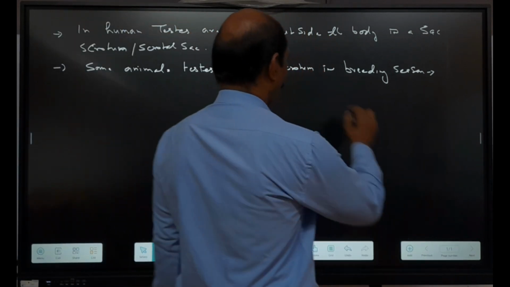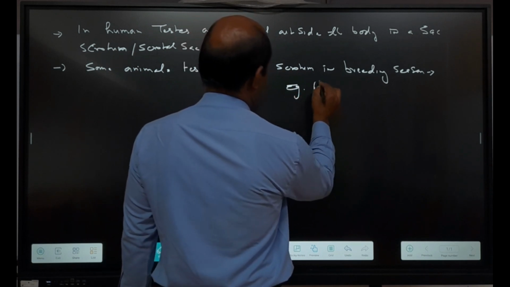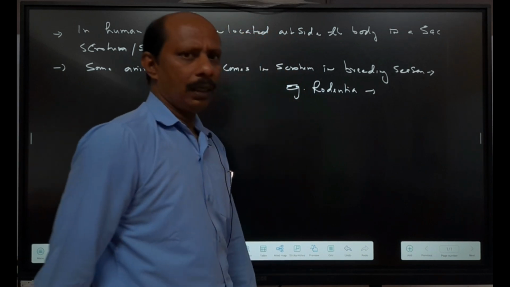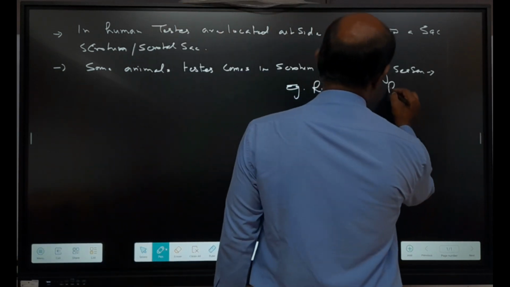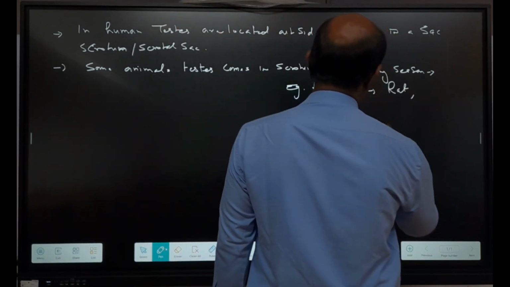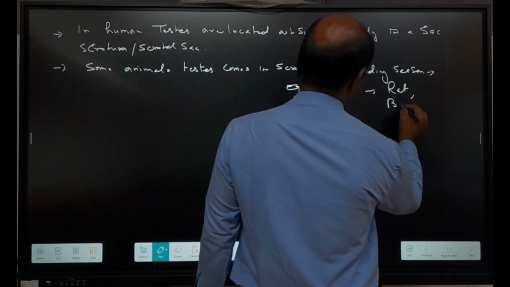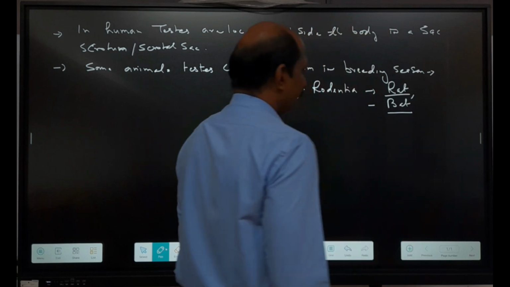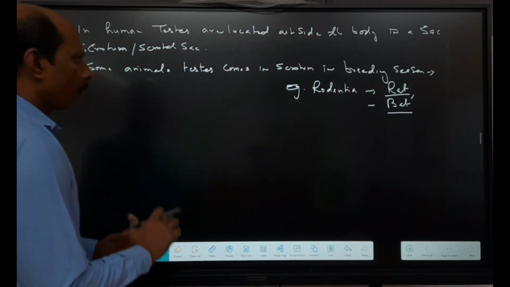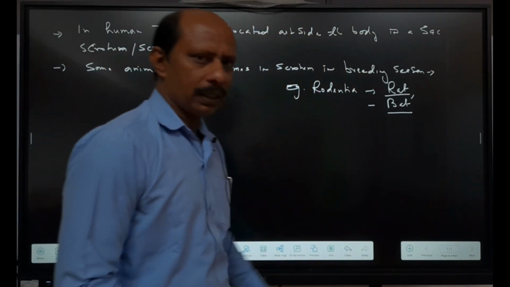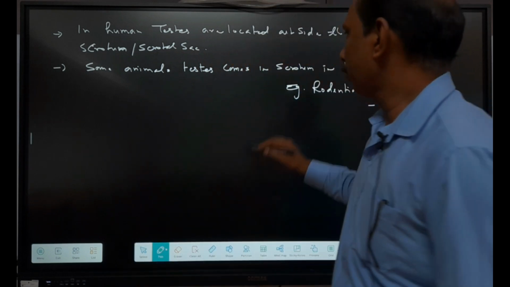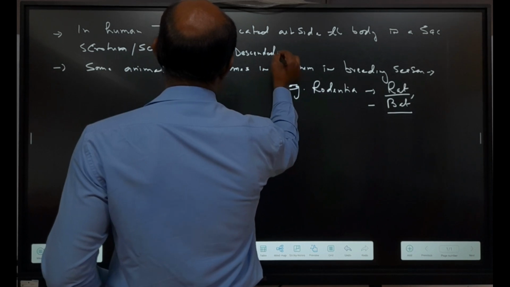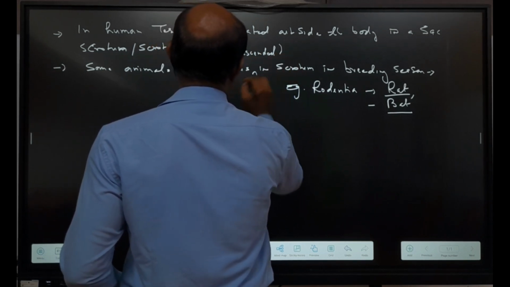Rodentia is the order in which rats come. Another one is our bat, Chiroptera. These are examples in which the testis comes into the scrotum, meaning the testis descended into the scrotum.